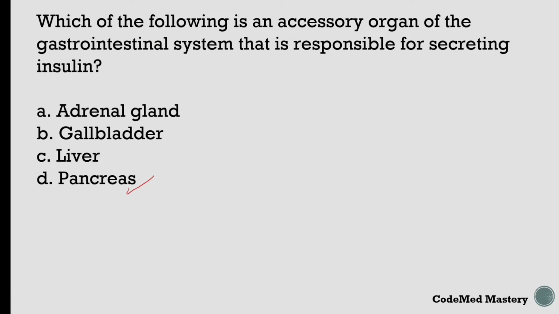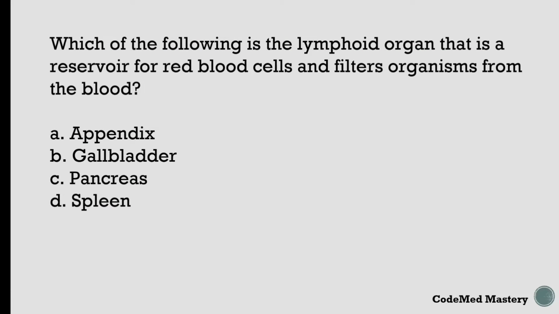Pancreas secretes insulin. Next question, which of the following is the lymphoid organ that is a reservoir for RBC, red blood cells, and filters organisms from the blood? Option A, appendix. Option B, gallbladder. Option C, pancreas. Option D, spleen. So the right answer is option D, spleen.